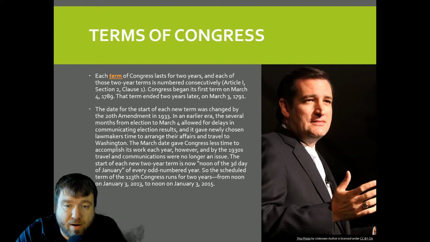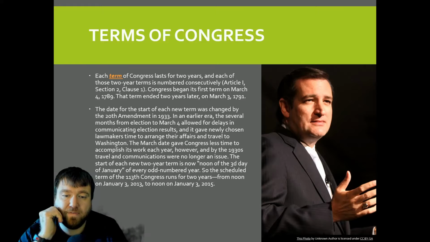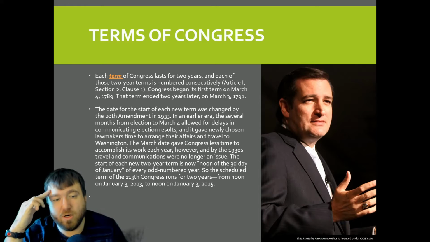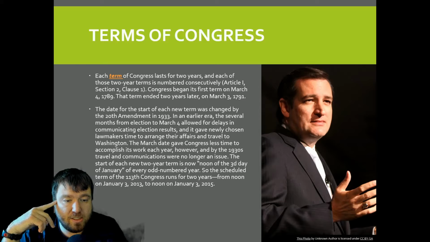In an earlier era, the several months from election to March 4th allowed for delays in communicating election results, and it gave newly chosen lawmakers time to arrange their affairs and travel to Washington. The March date gave Congress less time to accomplish its work each year, however, and by the 1930s, travel and communication were no longer an issue.